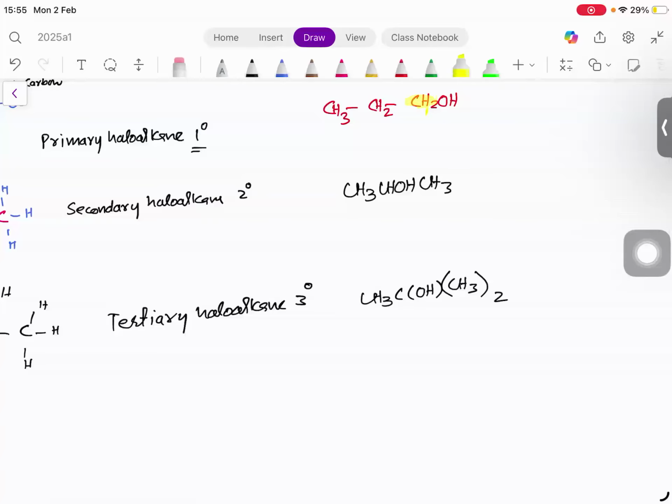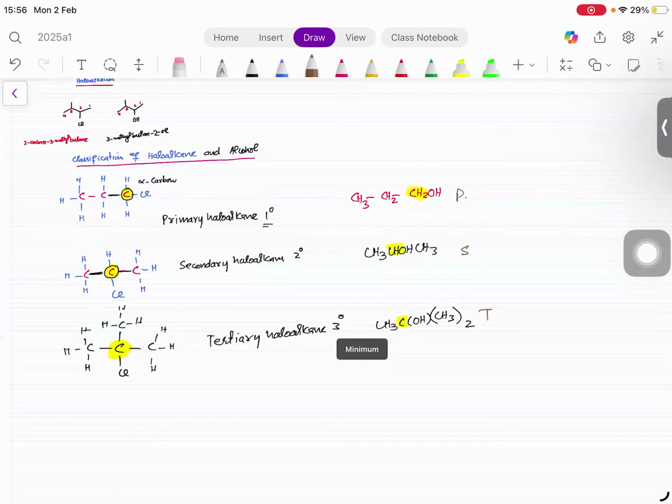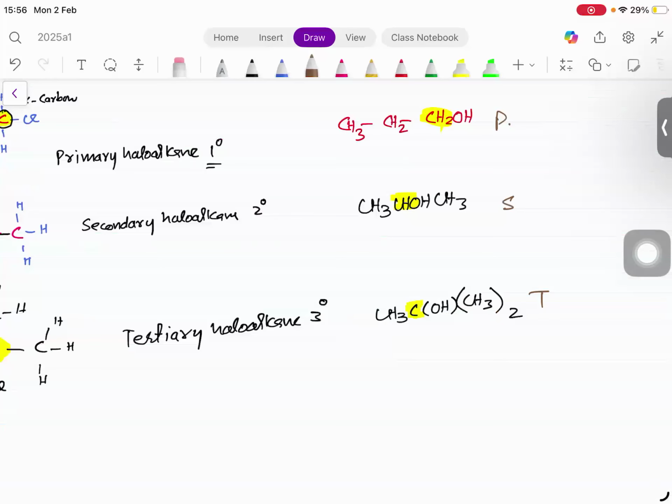Look at this. 2 hydrogens, 1 hydrogen, and no hydrogen. So what does it mean? Yes. So alcohols are also, this is primary, this is secondary, this is tertiary alcohol. 1 degree, 2 degree, and 3 degree. So this is the classification of alcohols and haloalkanes. This is important. You need to remember it, okay?